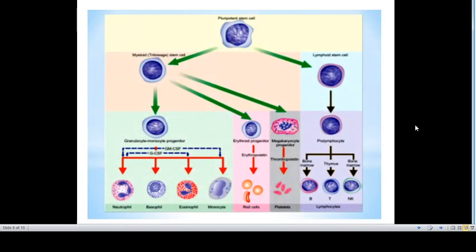So here is a schematic diagram of hemopoiesis. First, we have the pluripotent stem cells, from where we have the myeloid lineage and the lymphoid lineage. From the myeloid lineage, we have granulocyte, monocyte progenitors, from where we can get neutrophils, eosinophils, basophils, and monocytes. And from the erythroid precursors, we have red cells, and from megakaryocyte progenitors, we have platelets. And from the lymphoid stem cells, we have the lymphocytes.